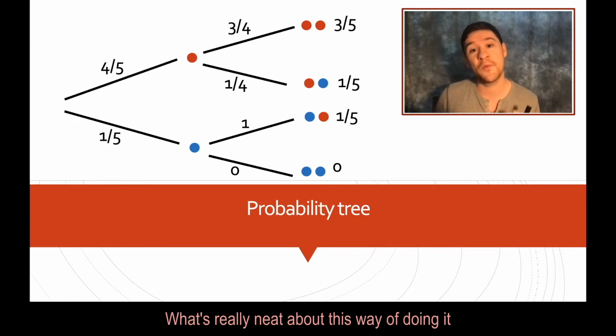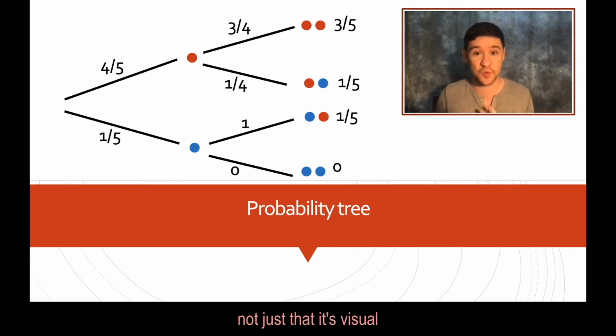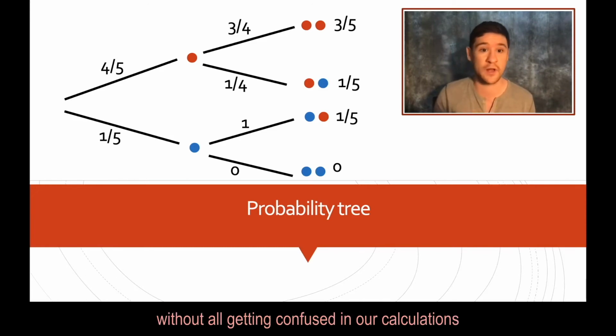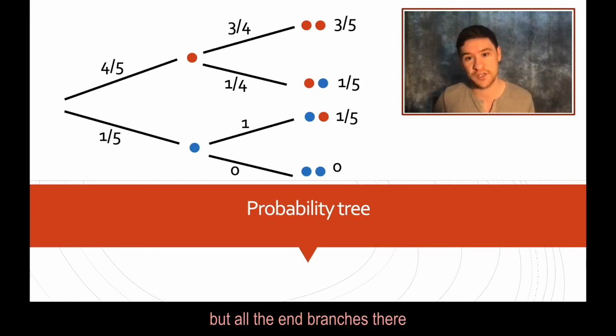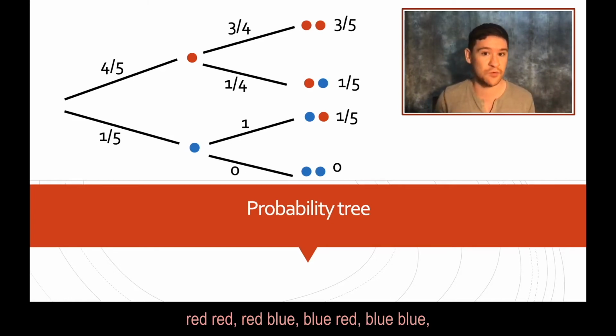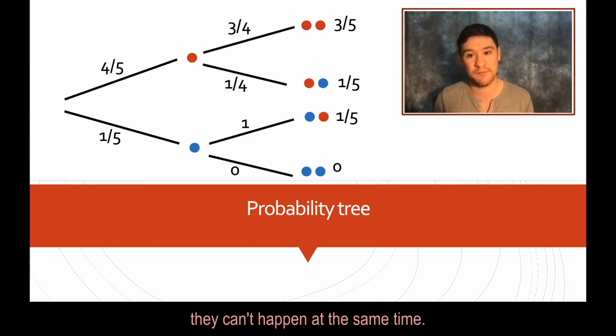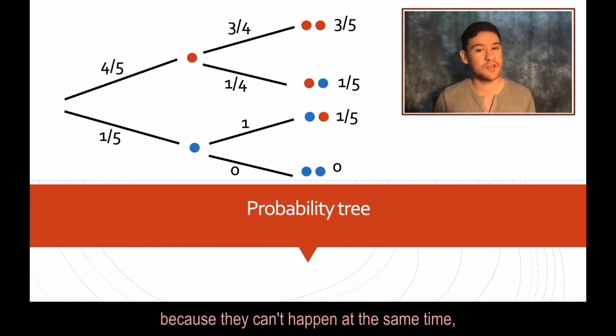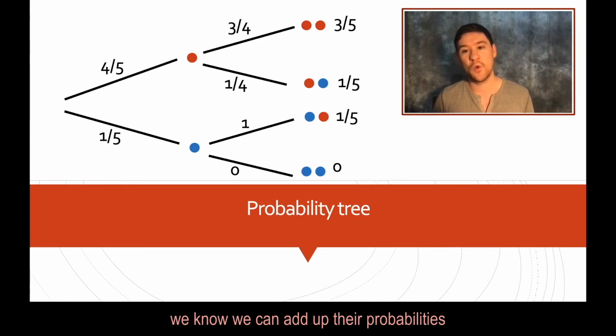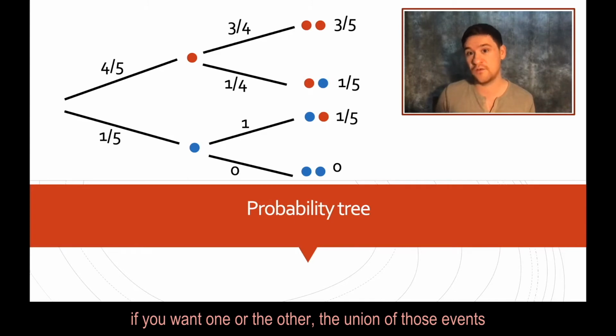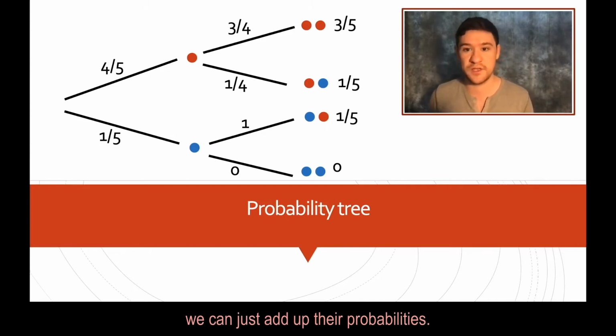What's really neat about this way of doing it, not just that it's visual and we've considered every possibility without getting confused in our calculations, but all the end branches there, red red, red blue, blue red, blue blue, they are each mutually exclusive from one another. They can't happen at the same time. And because of that, we know we can add up their probabilities. If we want one or the other, the union of those events, we can just add up their probabilities.